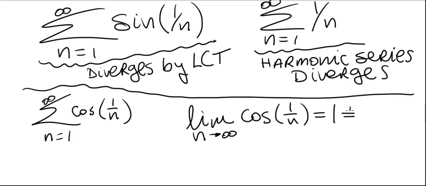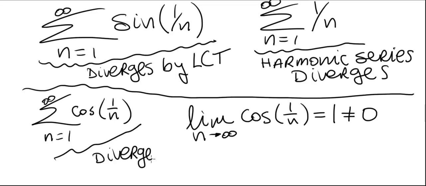Now that's not 0, and we can say that this series diverges by the test for divergence. I'll abbreviate that again by TD. So it diverges by the test for divergence and not by the limit comparison test.